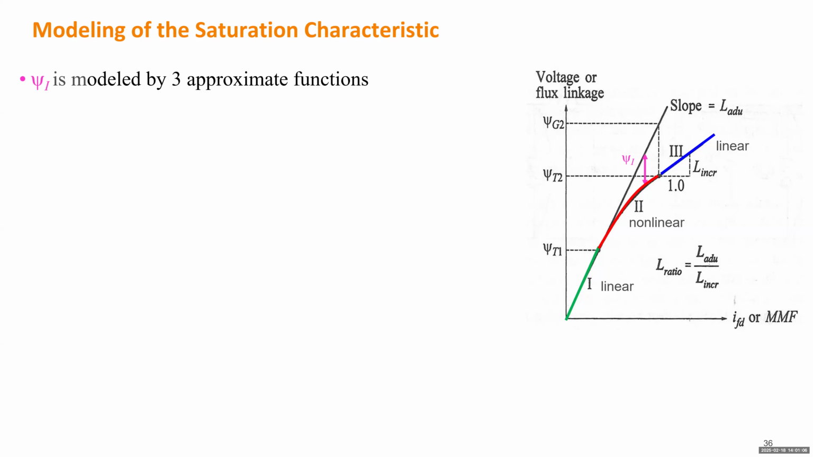To model this curve, we split it into three mathematical functions. They use one equation for each section. For example, this will be the open circuit characteristic. I assume the curve can be split into the green part, red part, and blue part. For the green part, that's a purely linear curve without any saturation.